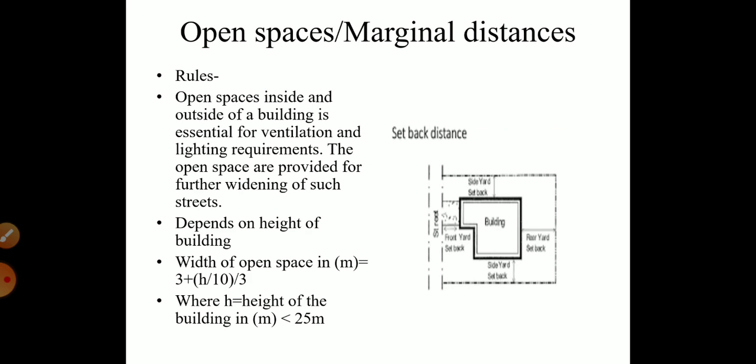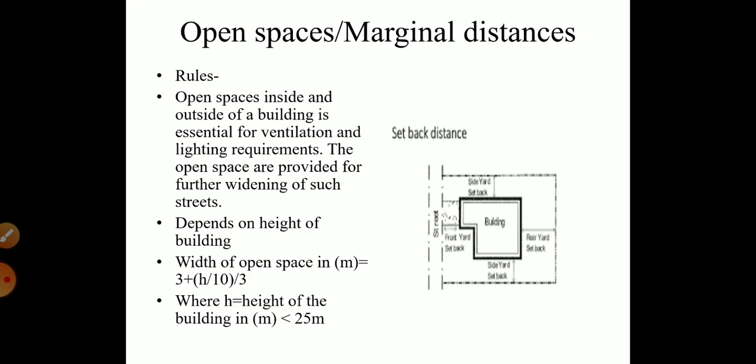So next part is open spaces or the marginal distance. See, there is a rule of open space around the building. The open spaces inside and outside of a building have essentially to cater for ventilation and lighting requirements. We all know why open space is needed, for the ventilation and the lighting requirements. In case of the building which is abutting on the street or the roads in front, rear or sides, the open spaces are provided for the future widening of such streets. Okay, फ्युचर वायडनिंग म्हणजे रोड वायडनिंगसाठी आपल्याला सर्व साईडनी म्हणजे फ्रंट, रिअर आणि साईड मार्जिन ठेवावं लागतं. तर त्याचे पण काही रूल्स आहेत.